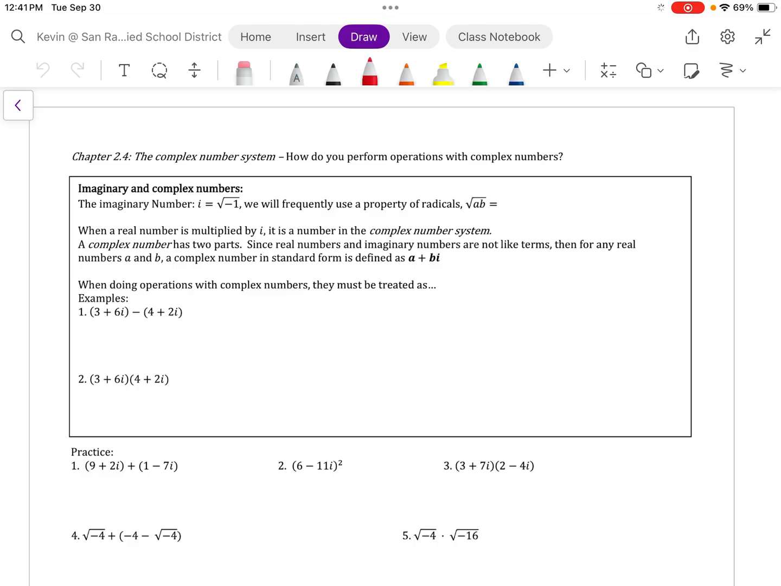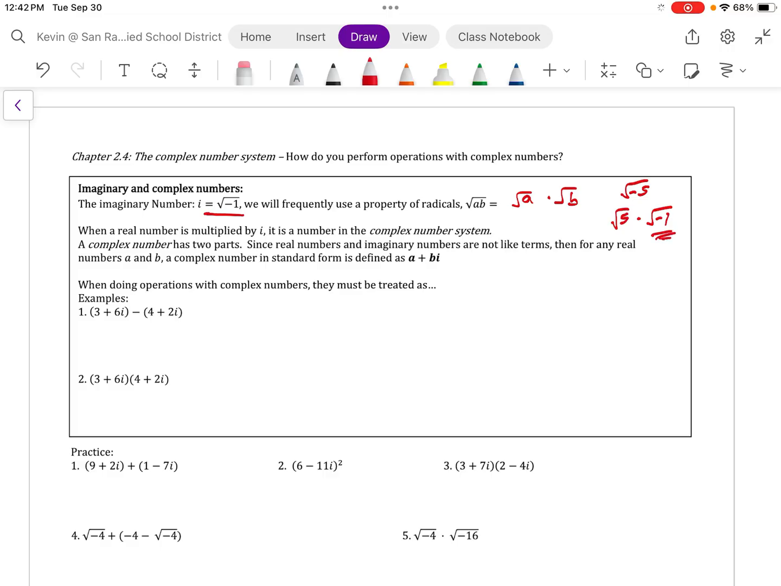We have the imaginary number i, which I think some of you are familiar with. i equals the square root of -1. We will frequently use the property of radicals, which is the square root of a times b equals the square root of a times the square root of b. We will use that, for example, when we're talking about the square root of -5. We could rewrite the square root of -5 as the square root of 5 times the square root of -1 using the property of radicals.